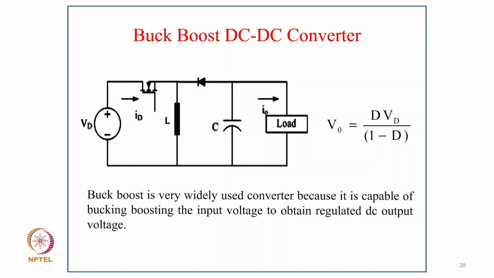The buck-boost converter is a very widely used converter because it is capable of bucking and boosting the input voltage to obtain a regulated DC output voltage. So you can really control the voltage over a wide range, starting from typically 0 to even higher than the input voltage.